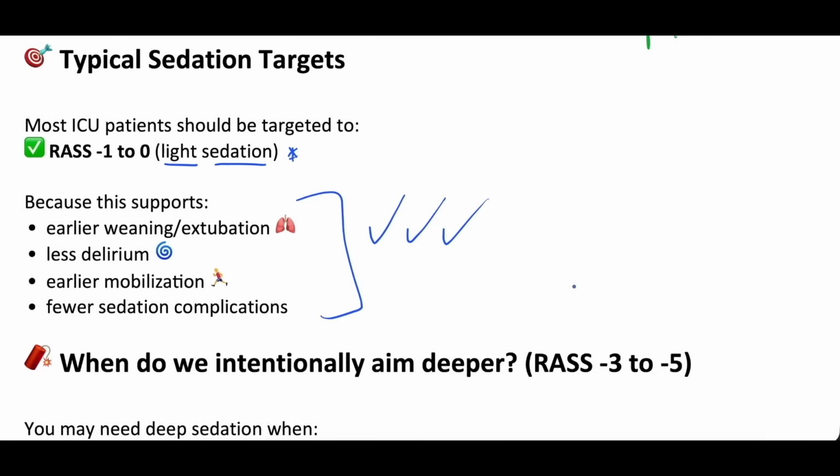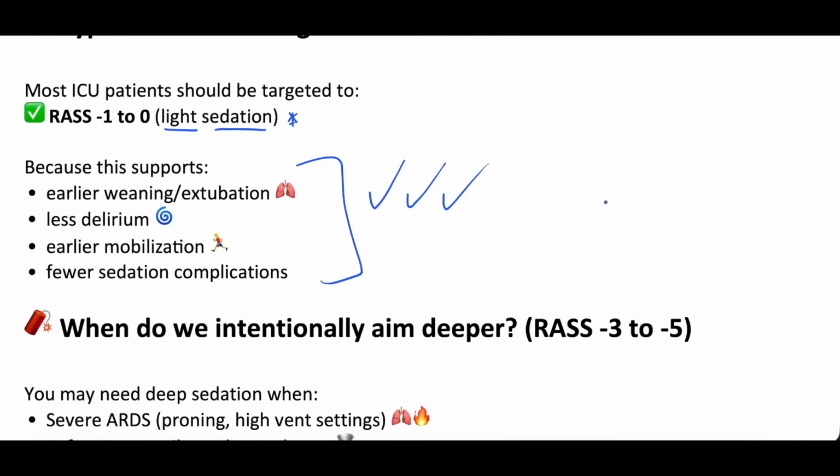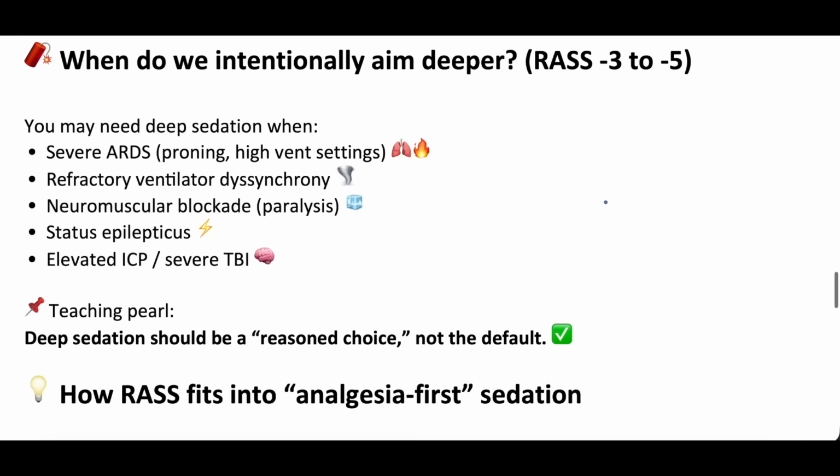And outcomes are better, right? Deeper sedation, deeper than is necessary, does worsen outcomes. It does increase delirium. It does prolong mechanical ventilation. It does prolong ICU length of stay. So it's really important that in the right patient, we target that appropriate RASS. But sometimes we do intentionally aim deeper. And deeper sedation is going to be a RASS of -3 to -5, obviously -5 being the deepest.